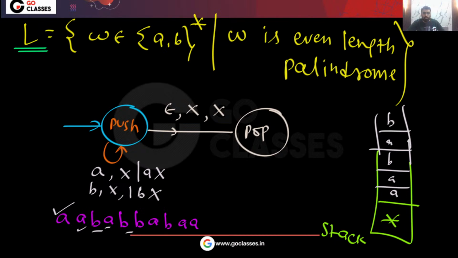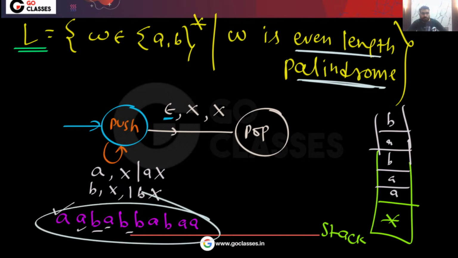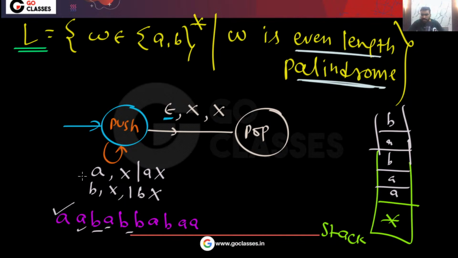Now remember, you will use non-determinism. You don't know what the middle is. Maybe this is the middle, maybe this is the middle. So what will you do? Without reading any symbol from the input, because you are checking even palindrome, just go to the pop state. Because if this is the middle, then you have to start popping. Agree with me? Very simple point. So just go to the pop state.